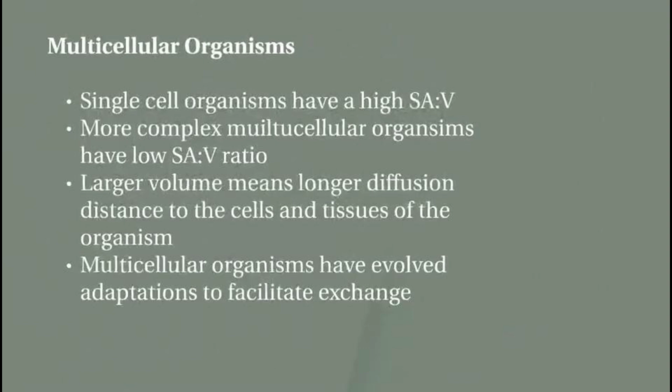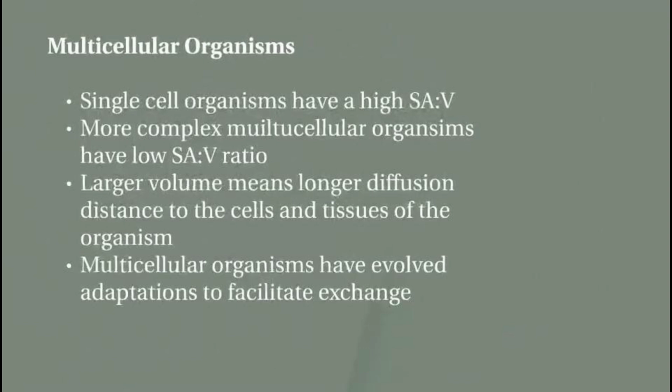So single cell organisms like bacteria have a very high surface area to volume ratio because they're very small. However, more complex multicellular organisms, as they get bigger, they have a lower surface area to volume ratio. The larger volume also means that the diffusion distance to get into the cells and into the tissue of an organism is bigger. So it will take longer for oxygen to get into a human cell than it would into a bacterial cell. This really impacts how organisms can function, and exchange is a vital part of life.